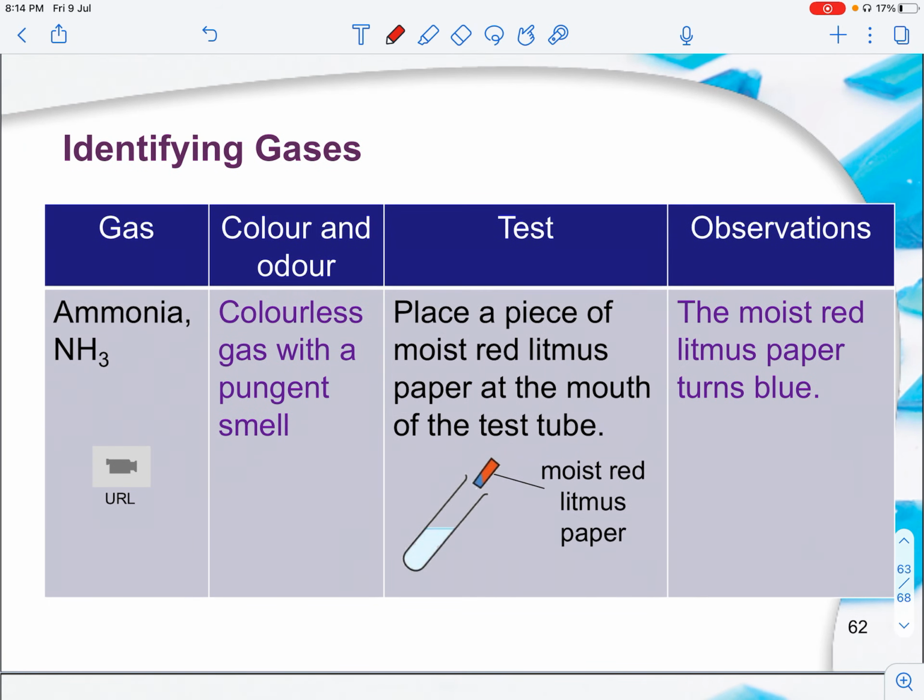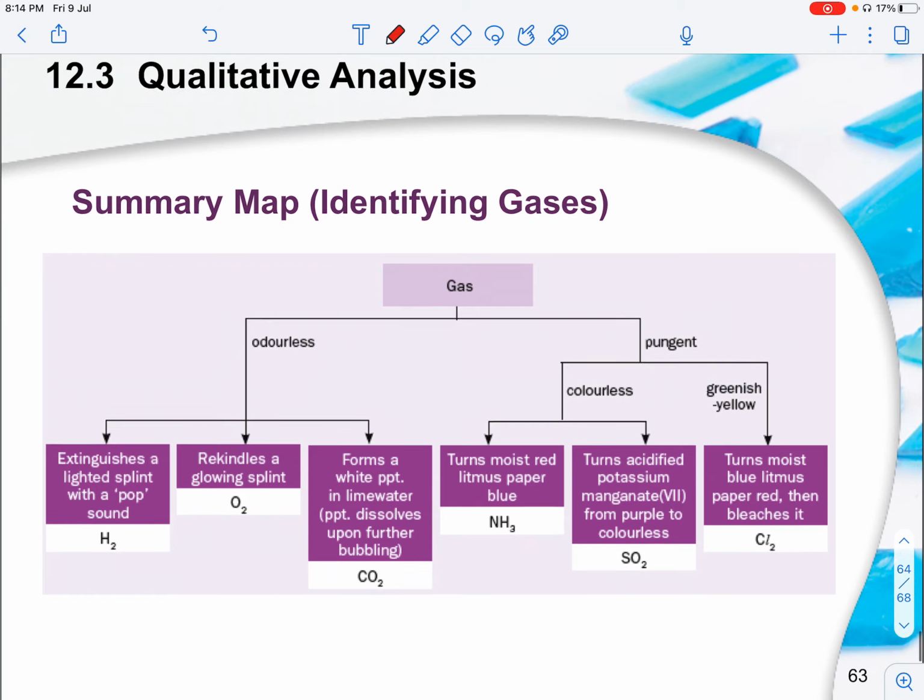Ammonia gas, this one is very common. It is colorless with a pungent smell. By placing a piece of moist litmus paper at the mouth of the test tube, this moist litmus paper would turn blue. And of course, the smell is very, very smelly as well.